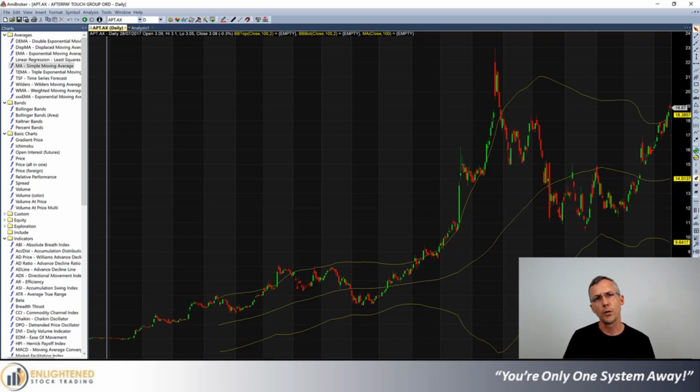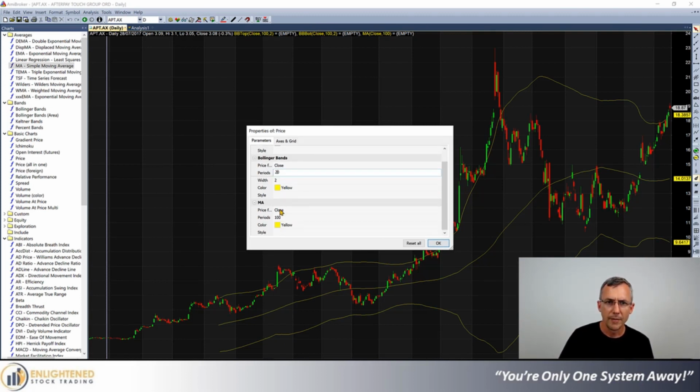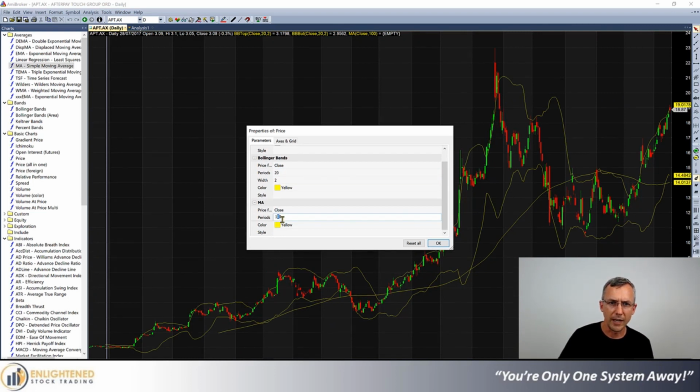Another interesting or useful way you can use Bollinger Bands is as a trend filter. So let me just change this one here. Let's change this back to a 20 bar Bollinger Band, and we'll give ourselves a 20-day moving average as well.